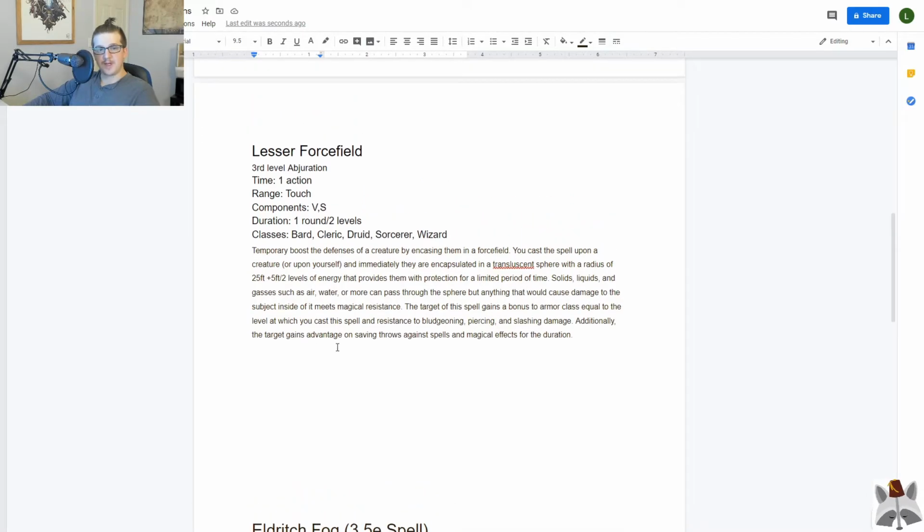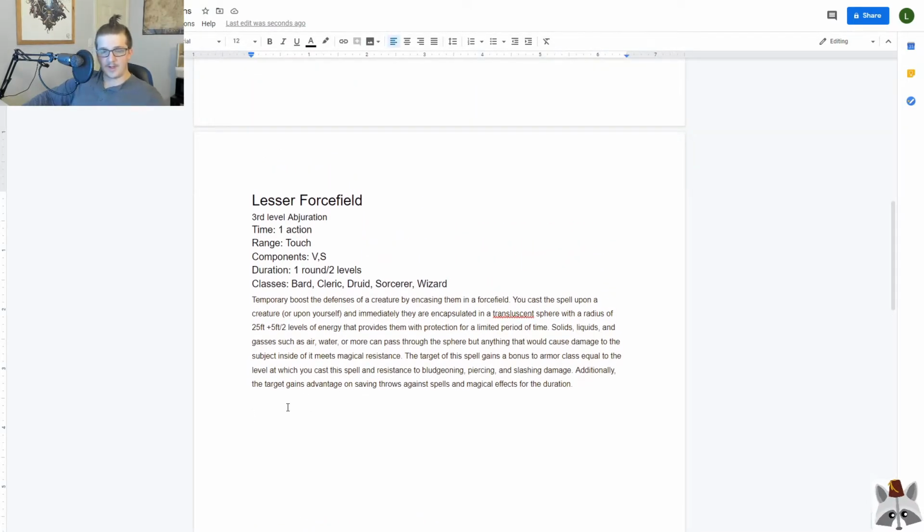You could also say right here, at higher levels, for every other level that you cast this at above 3rd level, you gain an additional round of duration. It's up to you. I kind of like this terminology, to be honest, but I can see how it can be confusing.